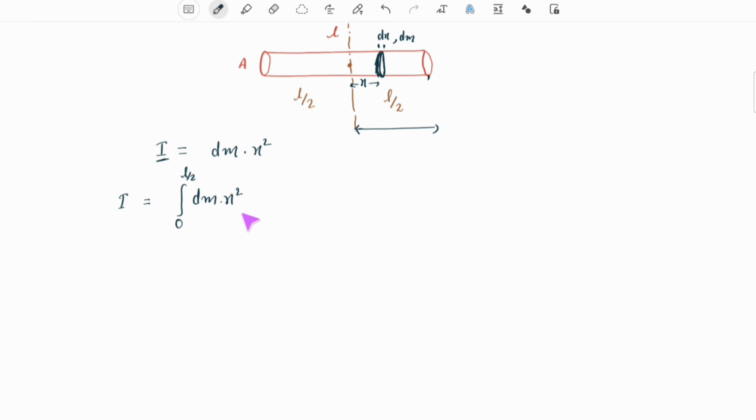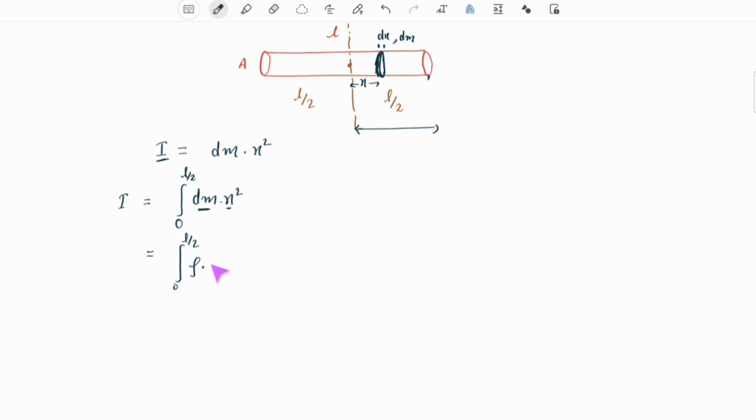Now we have to integrate. We would simply take a very small cross section and we would integrate. We have to convert it in the same physical quantity. This is mass and this is distance. So mass we can convert into distance. Distance we can probably not convert into mass. So 0 to L/2. You know what is mass? Mass is density times volume.